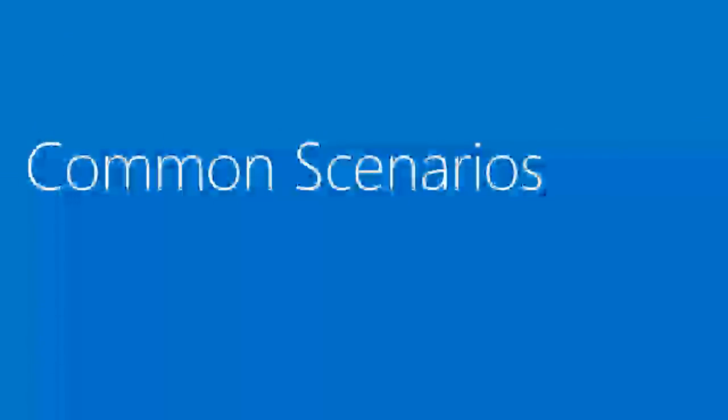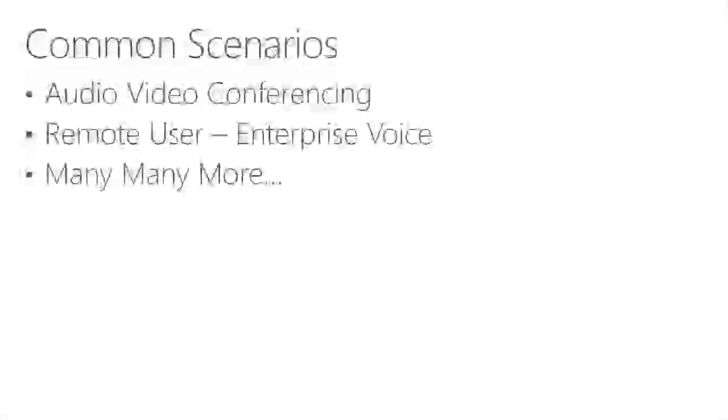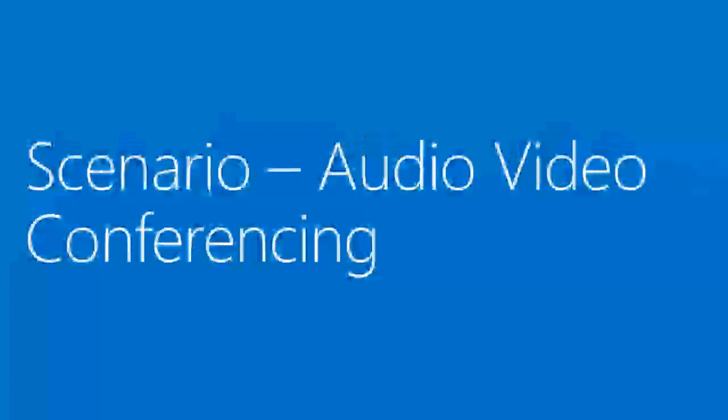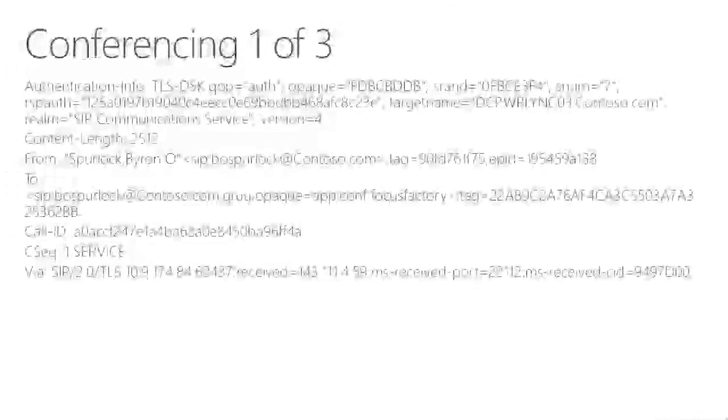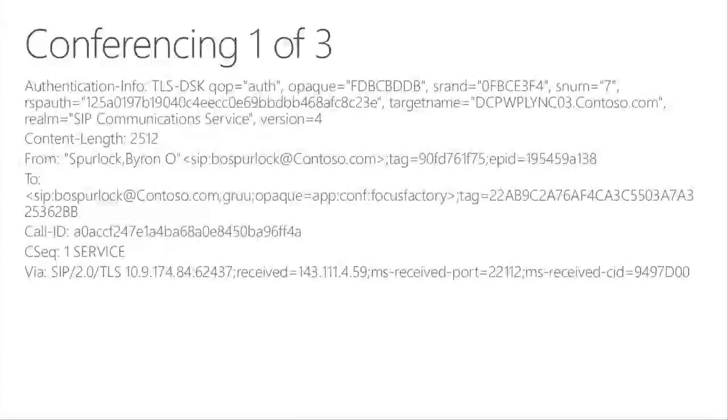Some common scenarios: audio video conferencing, remote user enterprise voice. Scenarios for audio video conferencing. So a scenario that I'm drawing up for you is a user basically says, I'm trying to have an audio video conference call. Sometimes it works, sometimes it doesn't work. Goes back to those three buckets. So I'm quickly trying to find out what's going on.